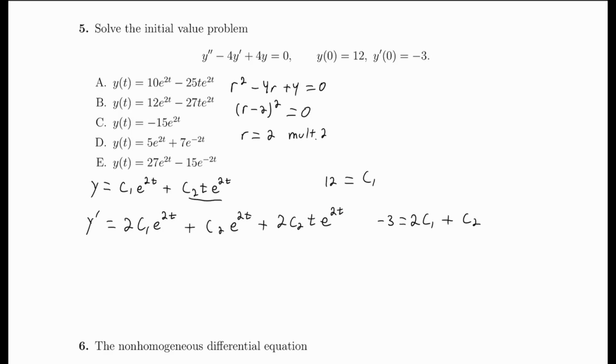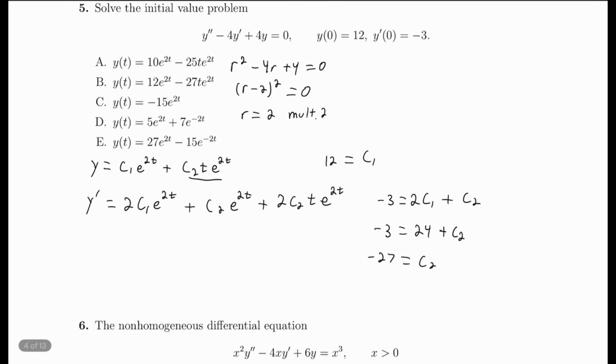We know our c1 is 12, so we can go ahead and plug that in. Negative 3 is going to equal 24 plus c2. Solve for c2, that will get us negative 27 is equal to c2. We can go ahead and plug this back into our general solution now that we have our c values, and get that y of t is equal to 12 e to the 2t minus 27 t e to the 2t. And we go ahead and compare that with our answer choices. We'll see that matches answer choice B here.